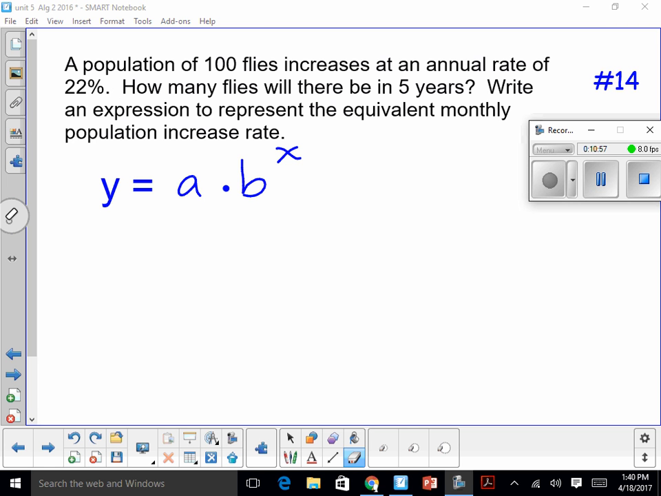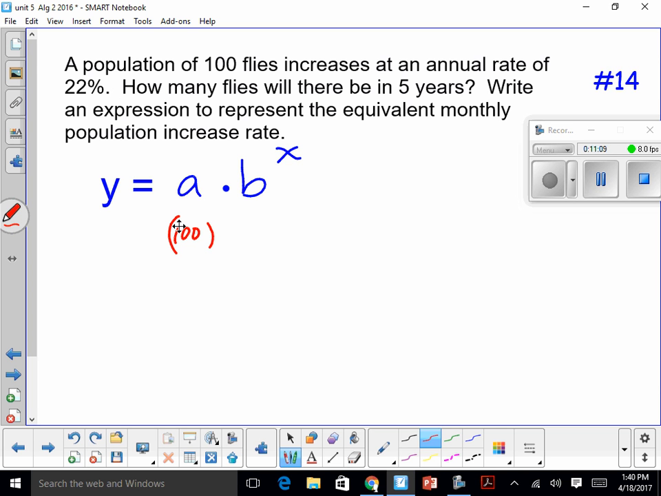Write an expression to represent the equivalent monthly population increase. Someone say out loud what the A is going to be. Yeah, that's where it started. Someone different. What will the B be? Yeah, that's 1.22. And if you forgot, whoa, where's the 1 coming from?